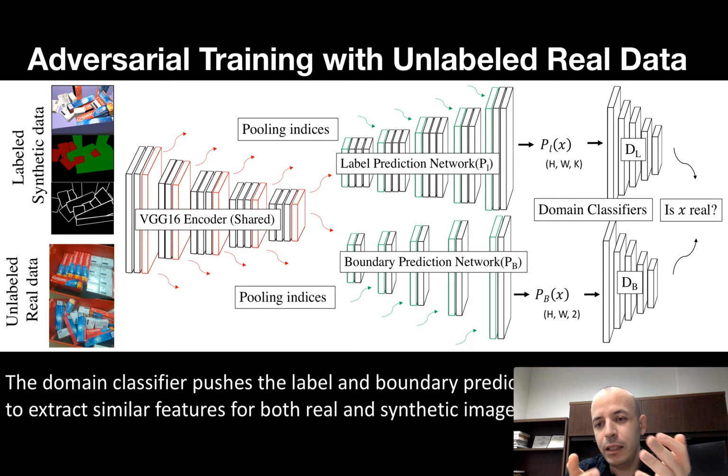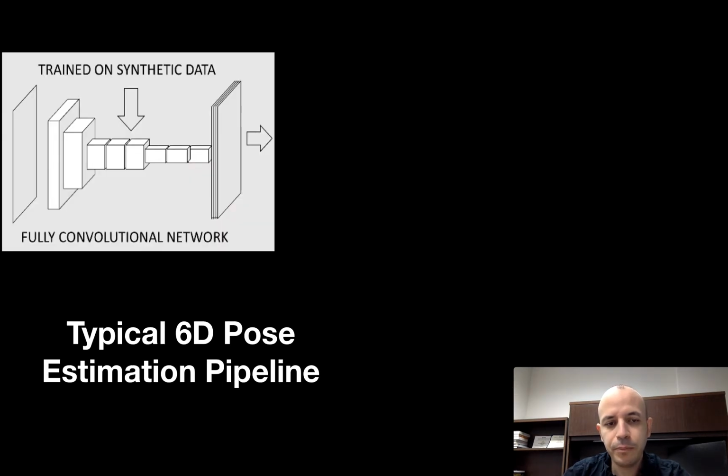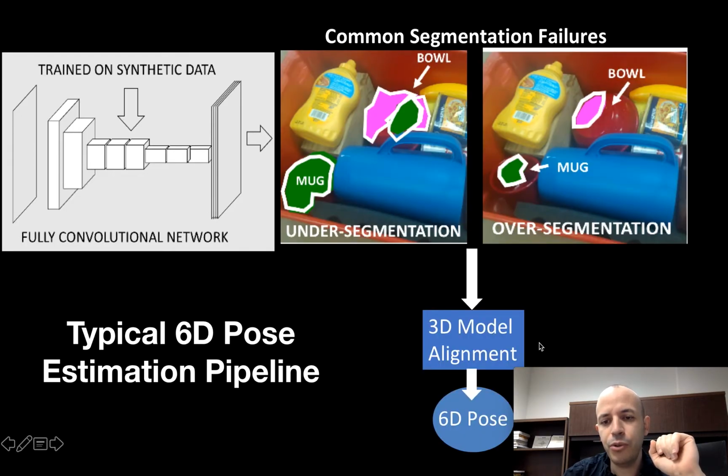And you do this by adding a domain classifier that tries to learn if the input is coming from simulation or from reality. And this is trained in an adversarial way with respect to these 2 networks, where the first one is predicting the label of each pixel and the other one is predicting the boundary in the image. So let's say you do that, and then you get this neural network, and then you want to use it for pose estimation. A typical approach would be to do segmentation and then 3D model alignment, and then from there you can conclude the 6D pose of the object.